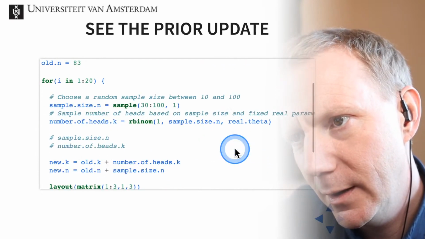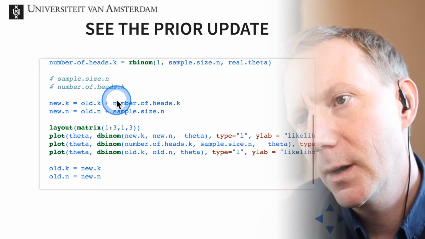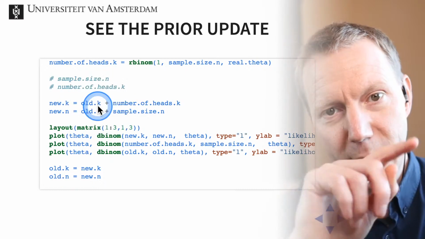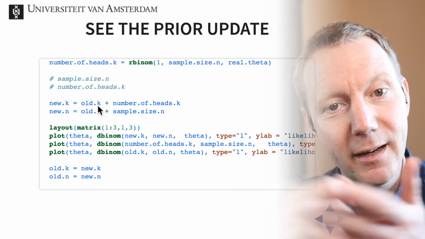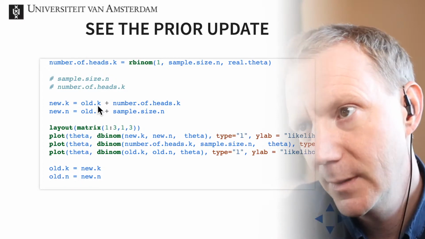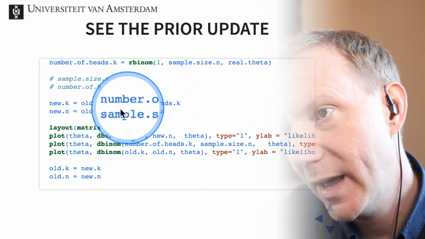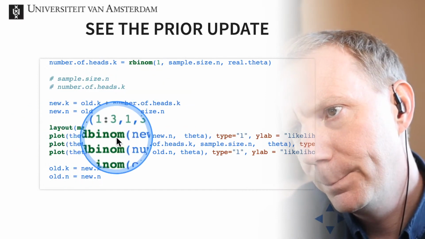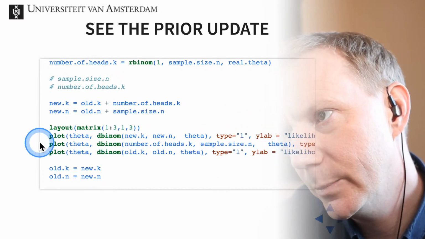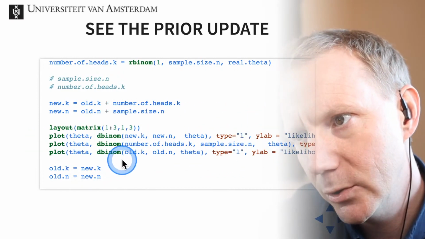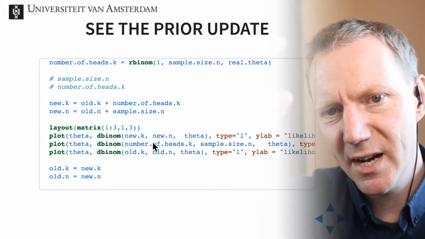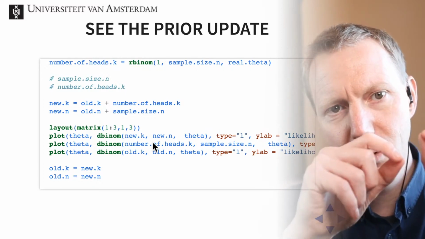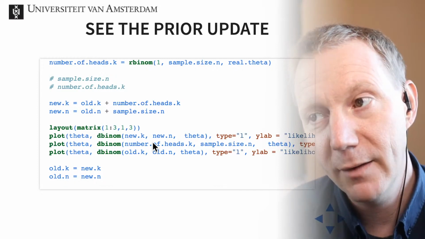And what I'm doing then is determining my new k and my new n, because if I multiply those distributions, I'm actually adding up those k's and those n's by the new number of heads and the new total sample size. And now I'm plotting my likelihood function, my posterior and my prior distribution. So it does this 20 times repeatedly, and it will update my posterior based on every iteration.